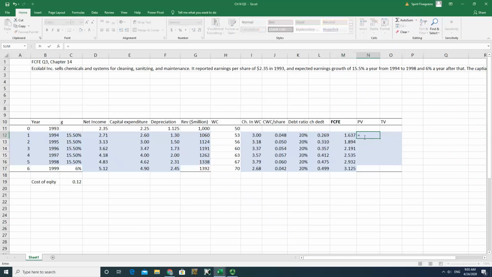And I'm going to do present value on this free cash flow to equity, which equals free cash flow to equity divided by 1 plus the cost of equity raised to the power of the number of years. Do the same. I need to fix the row of the number of years.